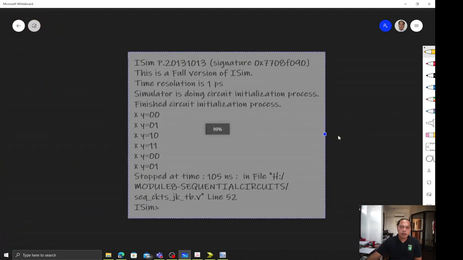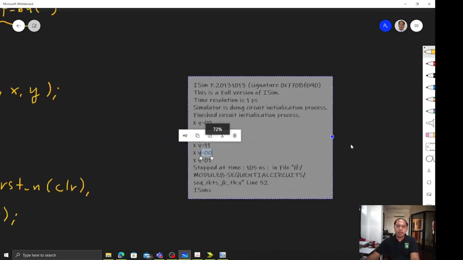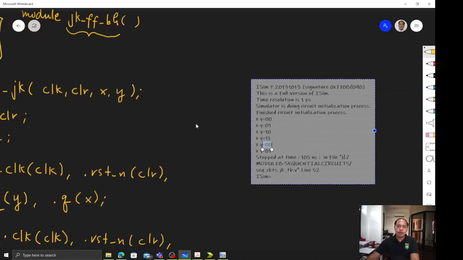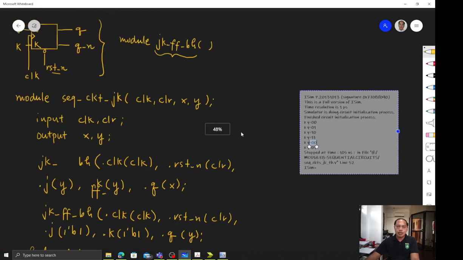Okay, so it counts from 00, present state, so next state is 01. Present state 01, its next state is 10. Present state is 10, its next state is 11. Present state is 11, its next state is 00. So now we have accomplished the design of a simple counter using JK flip-flop.